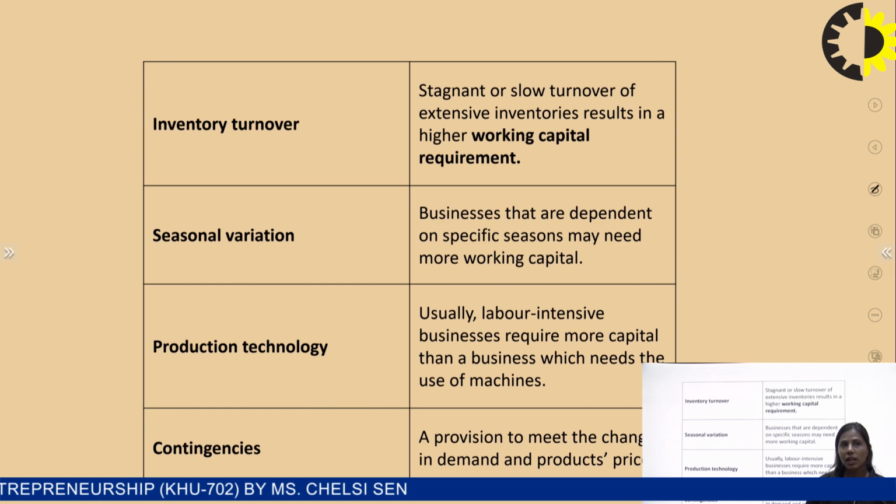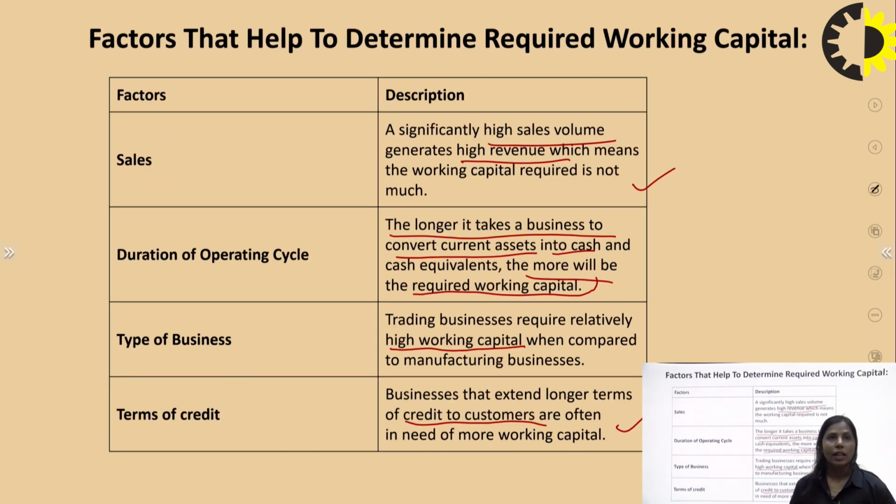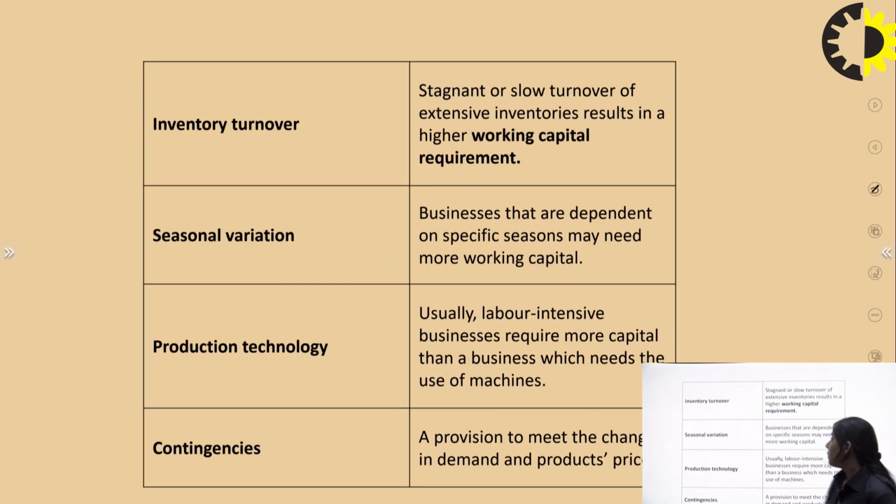Now these are another factors of calculating working capital, like the inventory turnover. We have to calculate the inventory turnover, how much amount is resulting into the inventories that will be considered as slow turnover or extensive inventories. This will be calculated into the working capital requirement.